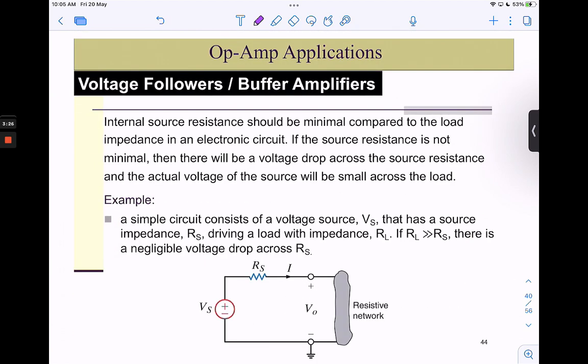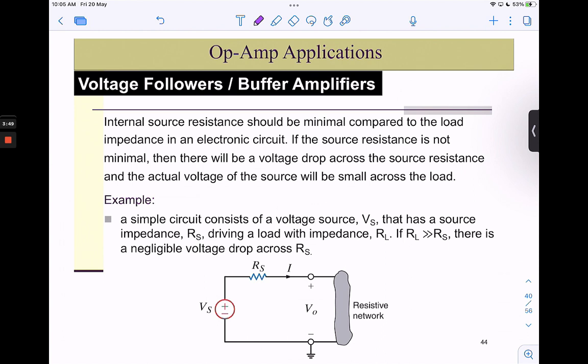So the internal source resistance should be minimal compared to the load impedance in an electronic circuit. If the source resistance is not minimal, then there will be a voltage drop across the source resistance, and the actual voltage of the source across the load will be small.